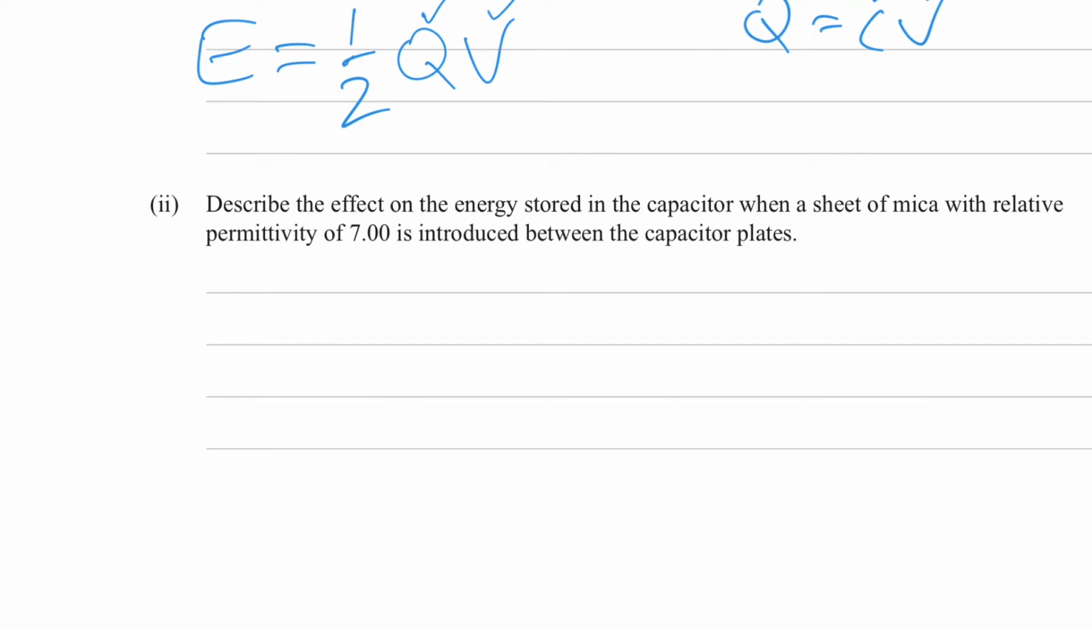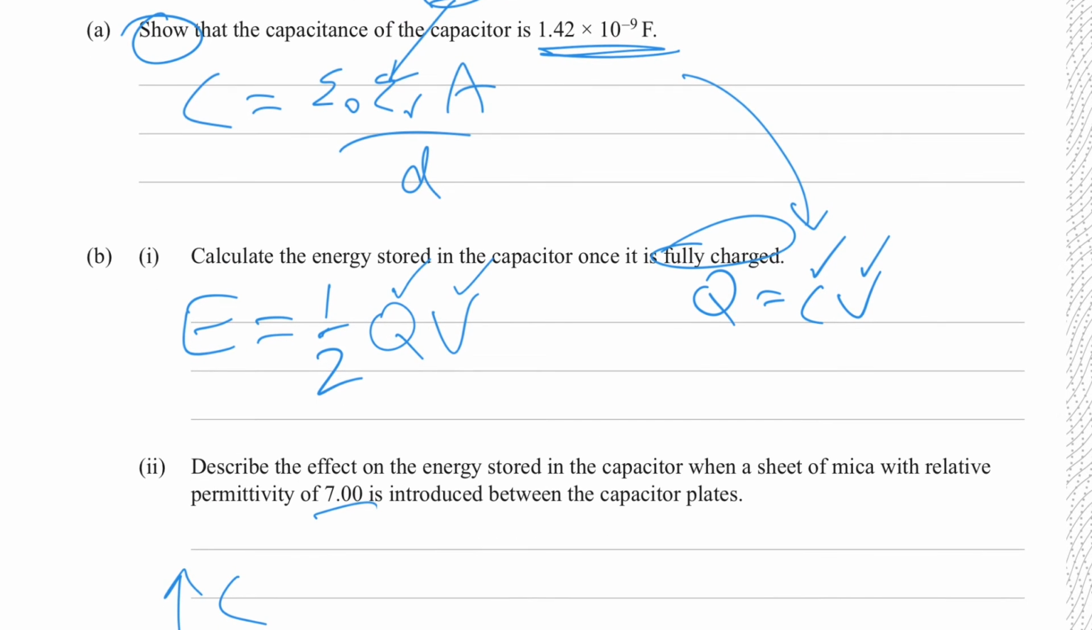Describe the effect on the energy stored in the capacitor when a sheet of mica with a relative permittivity of 7.00 is introduced between the capacitor plates. Well, that's going to increase the capacitance, because now if I come back up to here, that epsilon r, the dielectric constant for that is increased. So you've increased by 7 the capacitance.